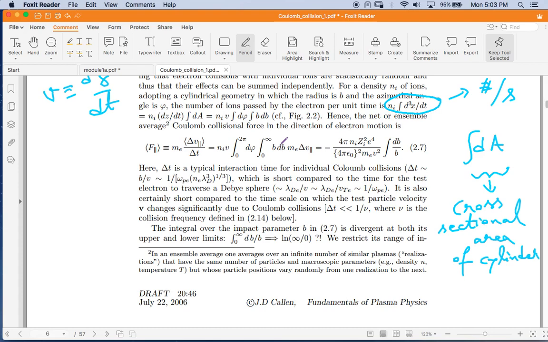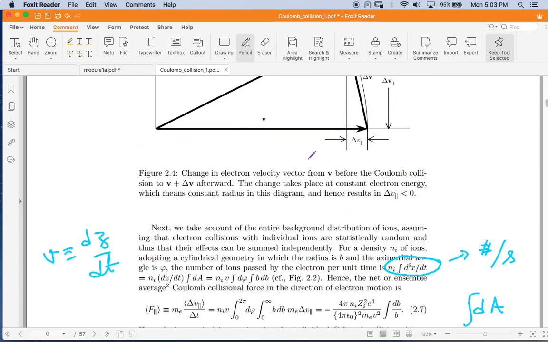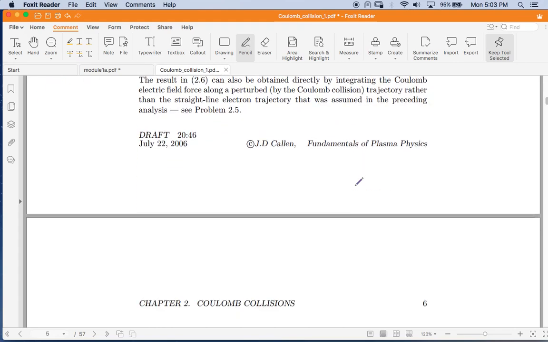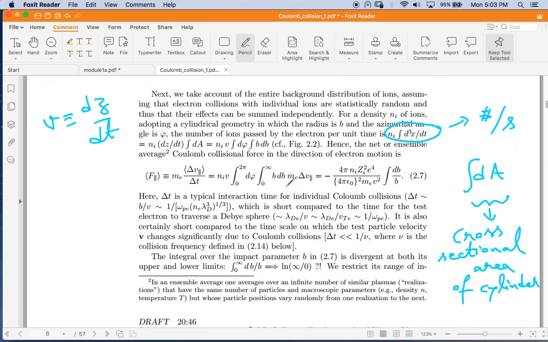Okay, and when you plug in for this delta V parallel from here, remember these two dependencies. There's a B squared and there's a V cubed in the denominator. And there's a B here, right? So B over B squared gives you a 1 over B. And V over V cubed gives you 1 over V squared. V squared doesn't matter. The integration is only over B.